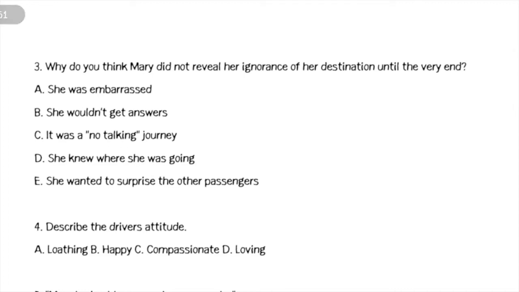Now let's move on to question 4. Describe the driver's attitude. A. Loathing. B. Happy. C. Compassionate. D. Loving. Which is the answer?